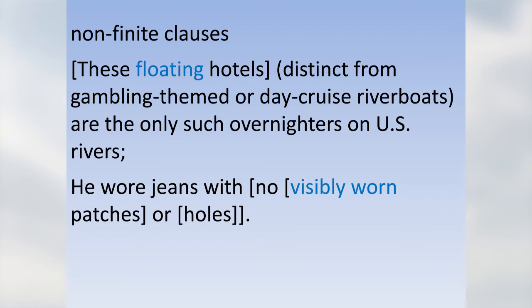But most of the examples you'll see of non-finite clauses modifying the noun inside a noun phrase are going to have as a head gerund participles or past participles. So here are a couple examples of those. There was actually one in that sentence that we already looked at. These floating hotels is a noun phrase. And we know that these is a determinative functioning as a determiner. And we know that floating is a verb, right? It's taking the ing like verbs do. And it could take the past tense, floated, right? It does all the things that verbs do. It agrees with its subject. So we know that's a verb.